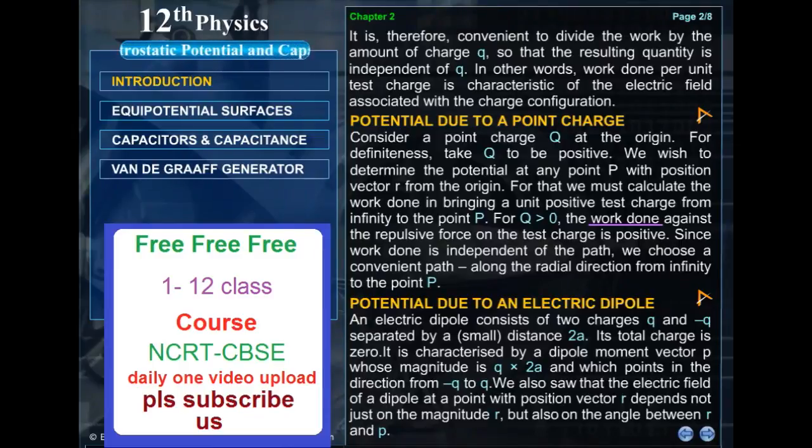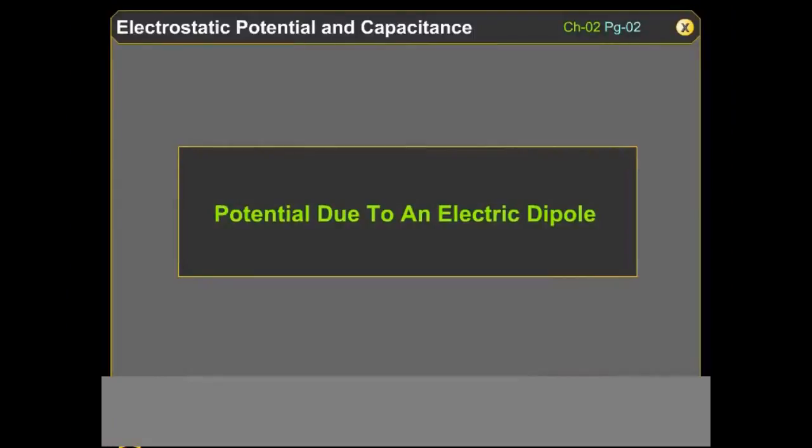Potential due to an electric dipole. An electric dipole consists of two charges Q and minus Q separated by a small distance 2a. Its total charge is 0. It is characterized by the dipole moment vector p, whose magnitude is Q into 2a. Here, r, r1 and r2 are the position vectors. These are the quantities involved in the calculation of potential due to a dipole.